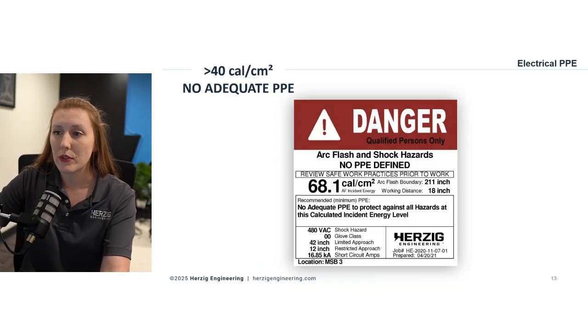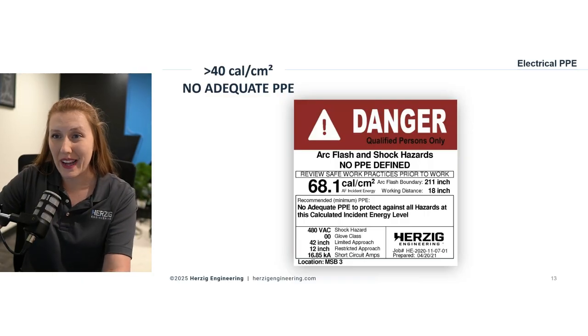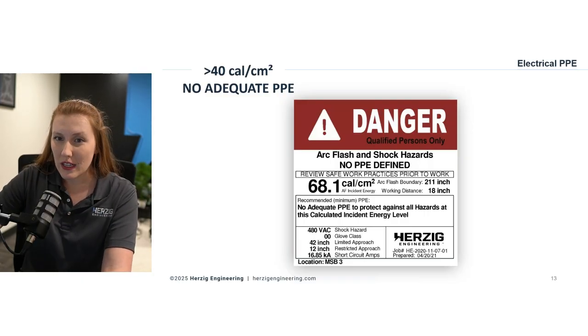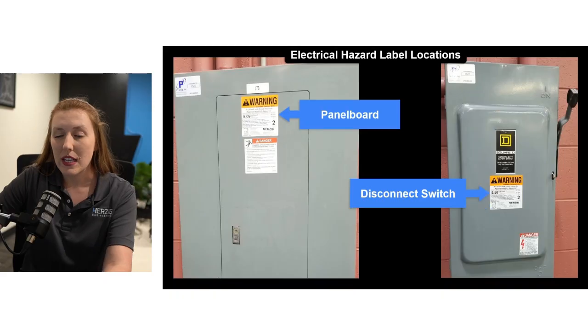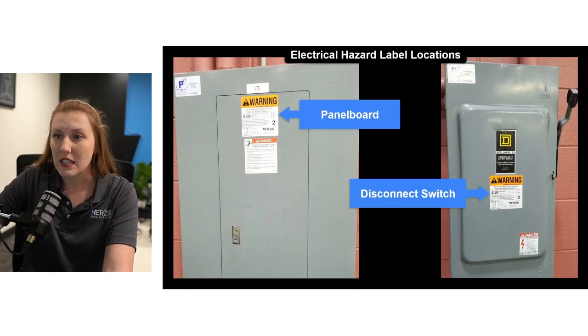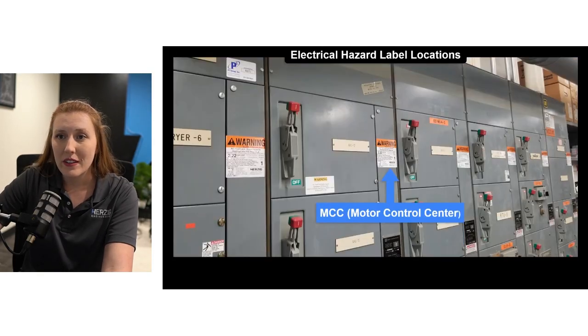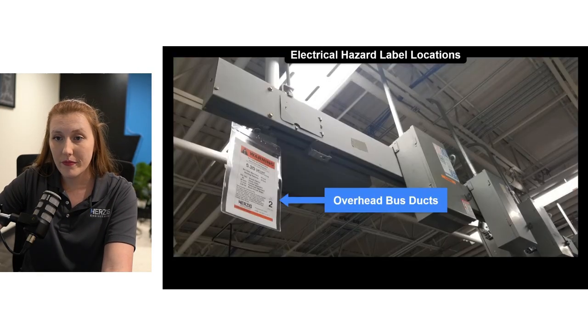Okay, so these labels come from that very specific calculation done by engineering. This could be a matter of life and death, whether or not you know the results of these studies. Okay, so these labels get put on all your electrical enclosures, at least they should. So panel boards, disconnects, even control cabinets, so to speak, that have three-phase conductors in them, switchboards and switchgear, motor control centers, even overhead bus ducts.